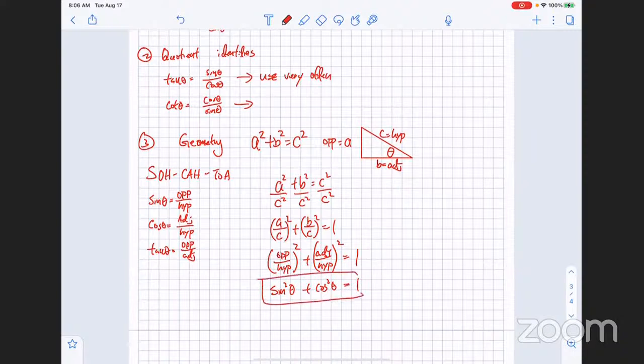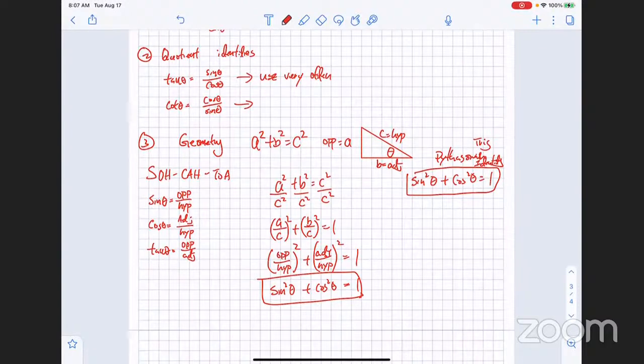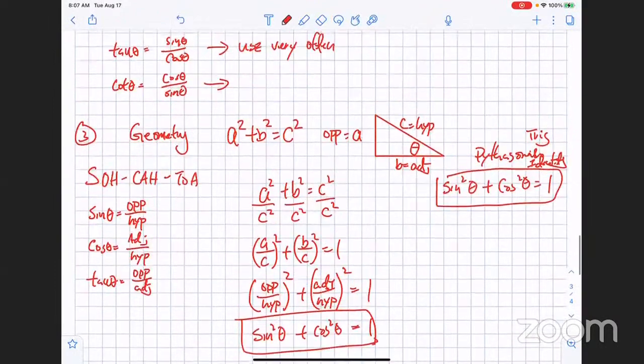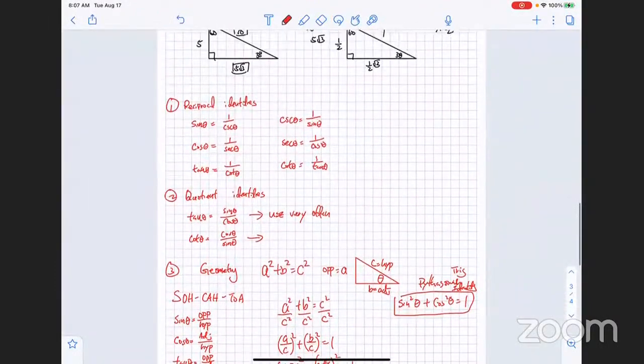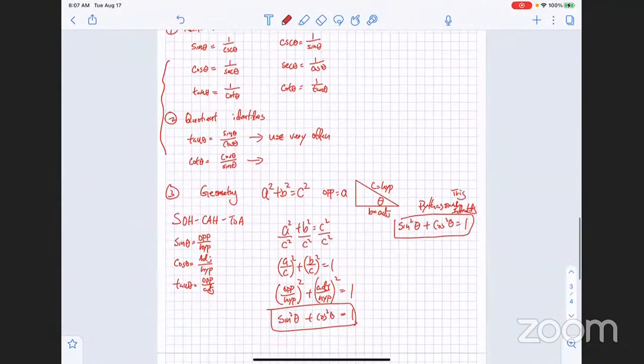So that becomes the identity you need to know: sine squared theta plus cosine squared theta is equal to 1. That's called the Pythagorean identity in trigonometry. There are 2 other ones, and using those ideas from here, you can get 2 other ones.